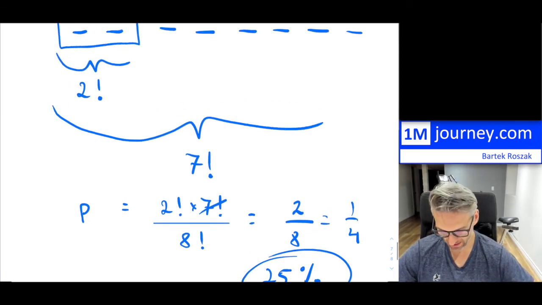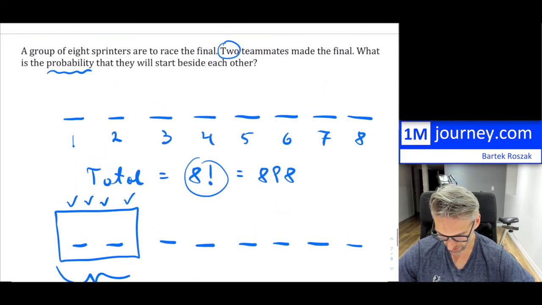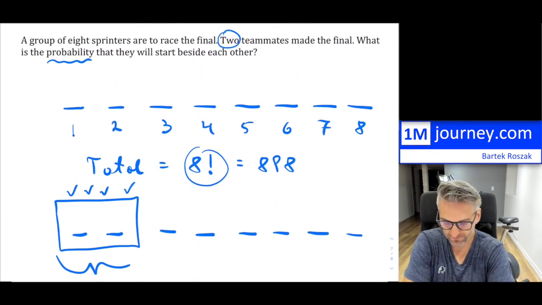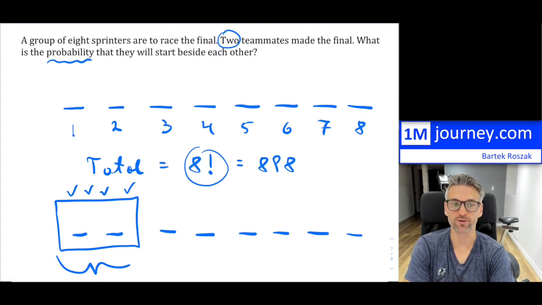All right, and that's a nice example. It's not a very difficult one, but it brings you back to counting and trying to understand order in there.